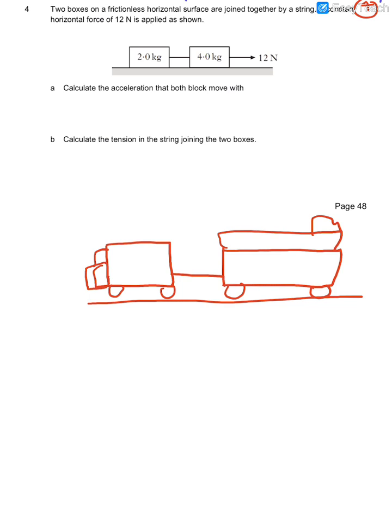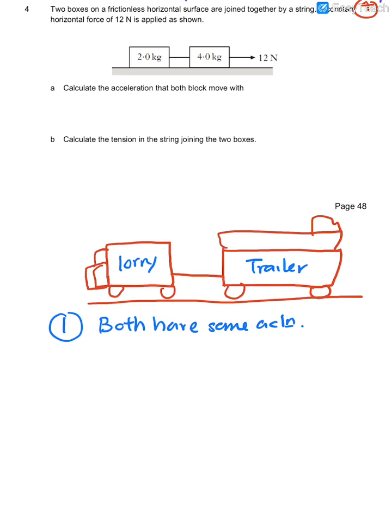If I ask you, what's the acceleration of the lorry and the trailer? What can you say about it? Should it be the same or different? Same. Correct. Both will have the same acceleration. Number one, both have the same acceleration. So if the question were to tell you the acceleration of the lorry is 2 meters per second squared, that means the trailer also has an acceleration of 2 meters per second squared. Got it?